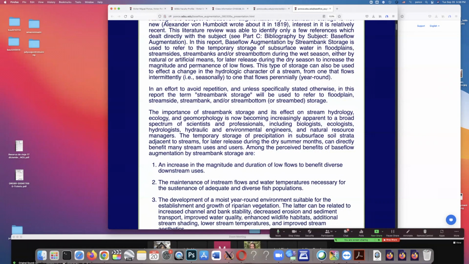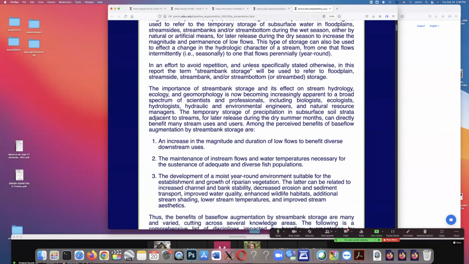Okay, the importance of stream bank storage and its effect on stream hydrology, ecology, and geomorphology is now becoming increasingly apparent to a broad spectrum of scientists and professionals, including biologists, ecologists, hydrologists, hydraulic and environmental engineers, and natural resource managers.